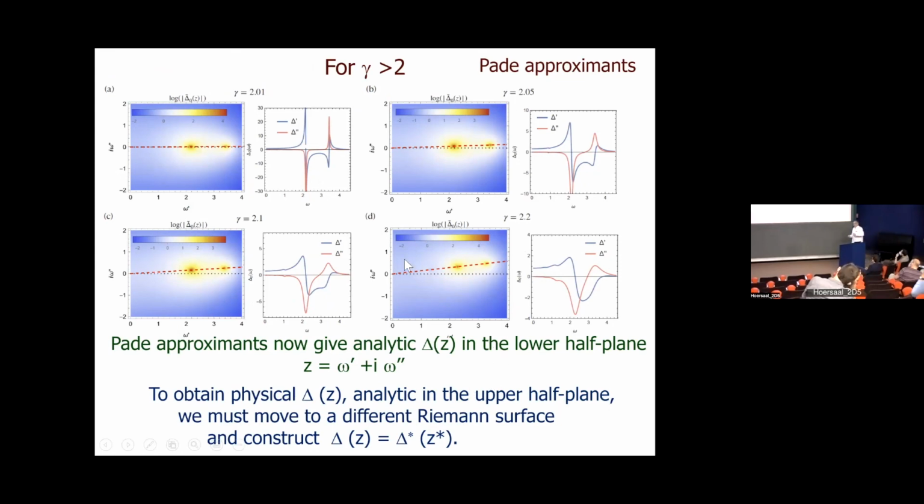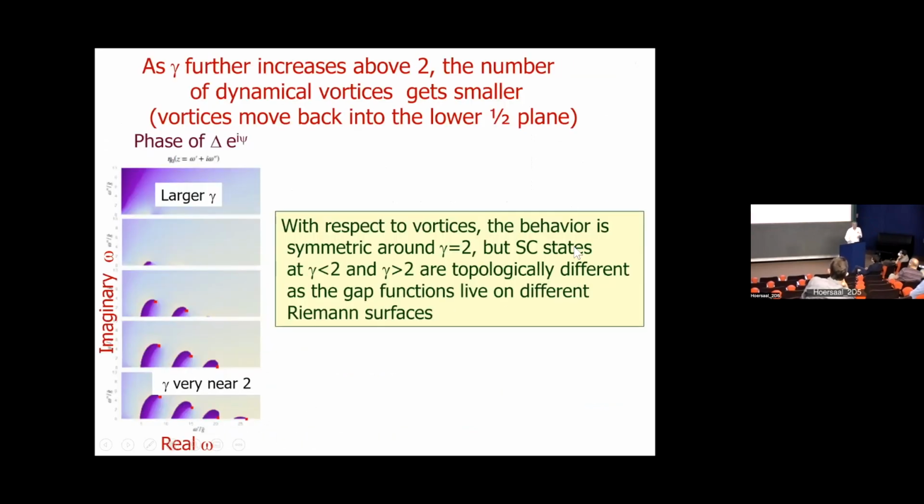Then how to get the results back to normal, how to get an analytic function in the upper half plane? Interchange the two, which means interchange retarded and advanced functions. And if you want another wording, go into a different Riemann surface. So basically what happens here, in one phrase: for gamma larger than 2, you still get a solution which is analytic in the upper half plane, but you need to go to a different Riemann surface. And this, of course, means that there is a topological transition.